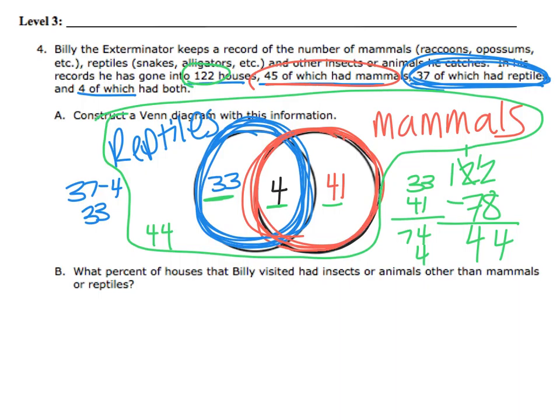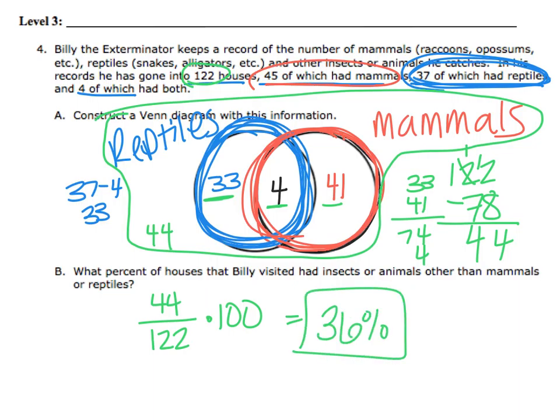So if we're looking for the percentage, we're going to take 44 over the total 122, and multiply that by 100. And that's going to equal, I think, about 52. Let's check. 44 divided by 122. Oh, I was totally off. Never mind. 36%. Thinking of a different problem.